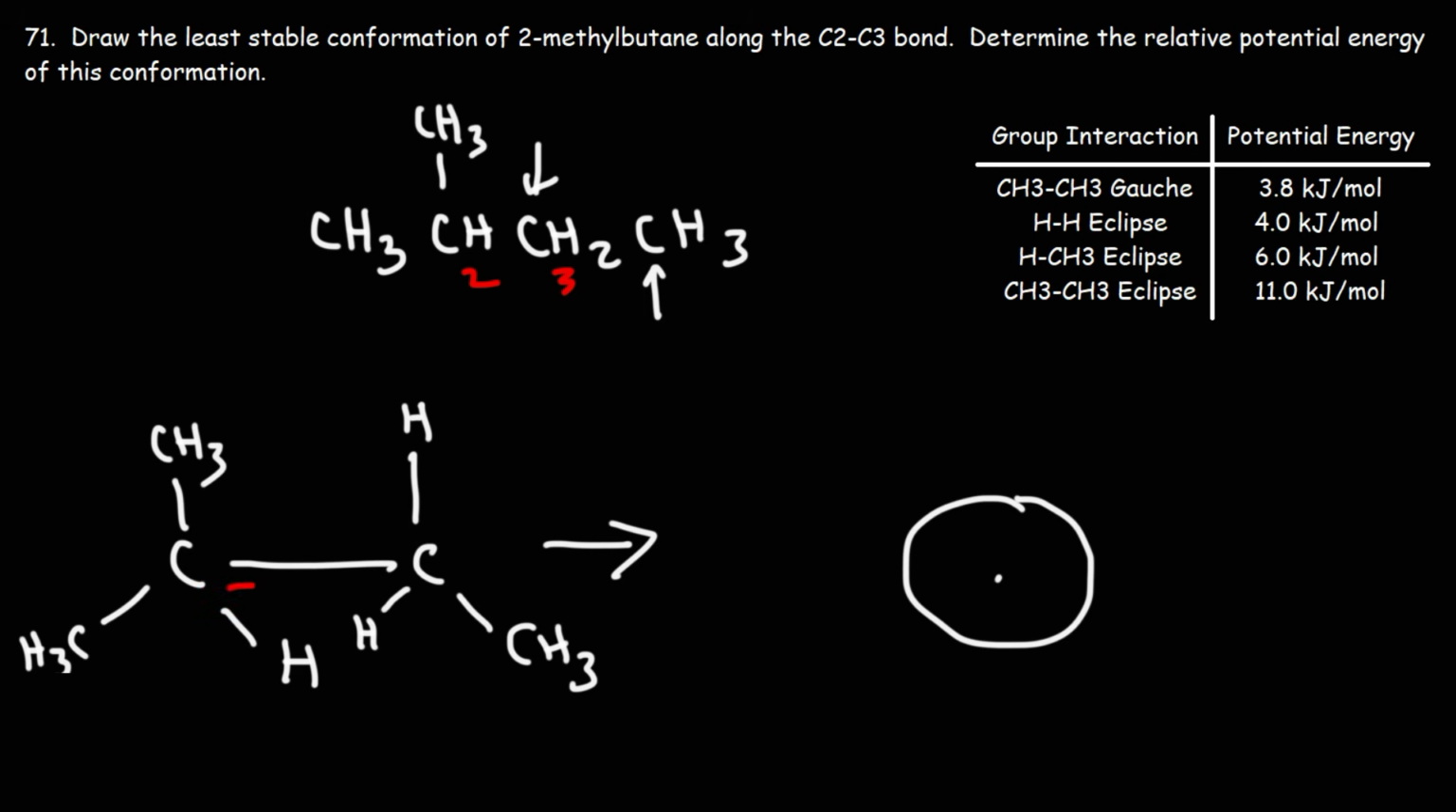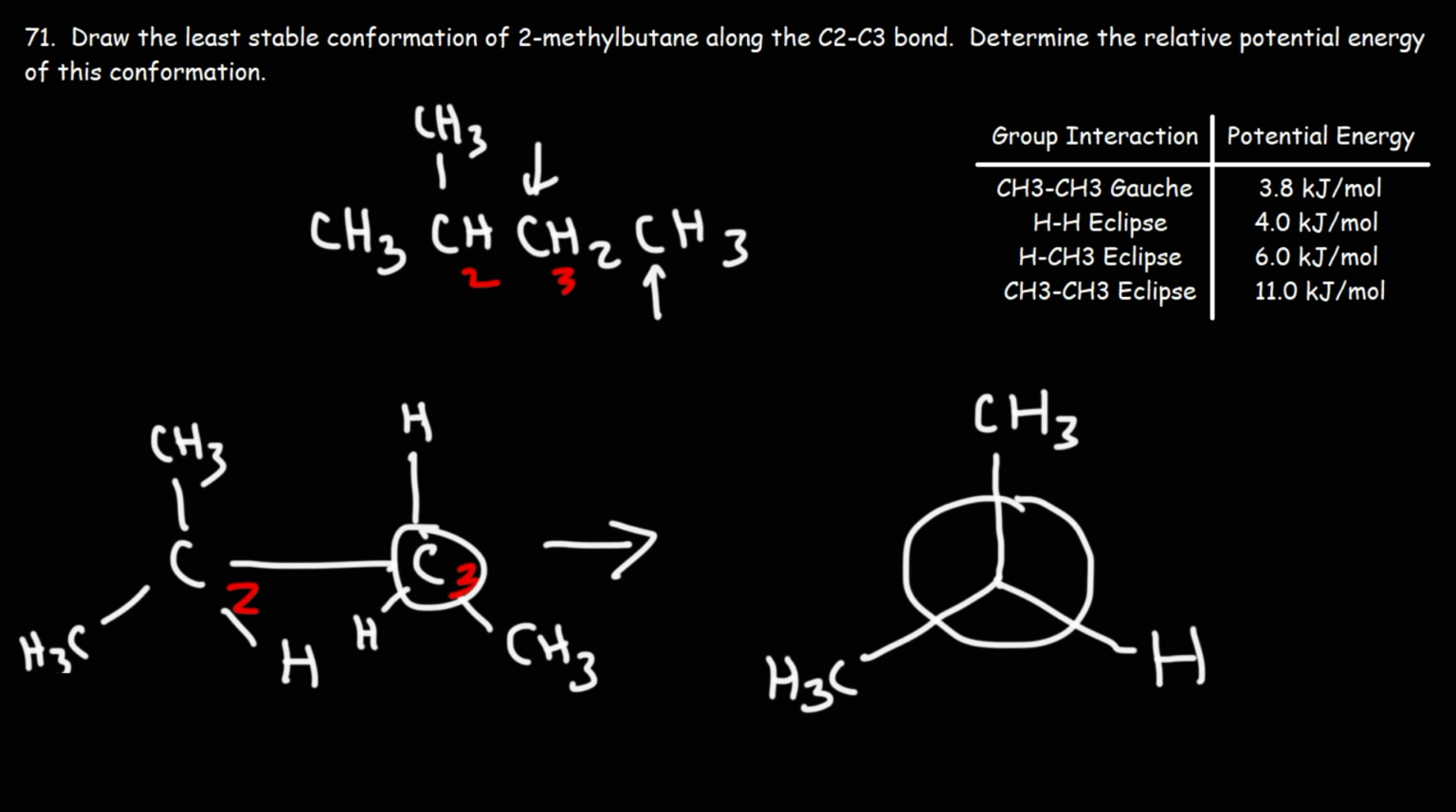So now let's convert that into a Newman projection. So carbon 2 is the front carbon, carbon 3 is the back carbon. So on the front carbon, we have a methyl group on the top and another methyl group to the left, and a hydrogen on the bottom right. Now on the third carbon, we can rotate these 3 groups, the 2 hydrogen atoms and the methyl. So the question is, where should we put the methyl group to get the least stable conformation?